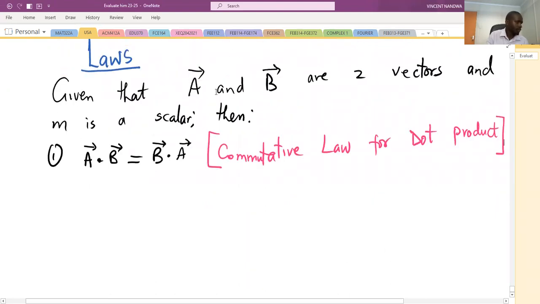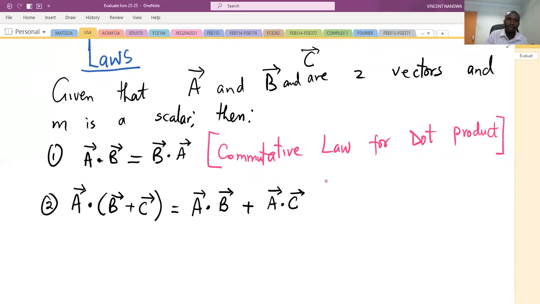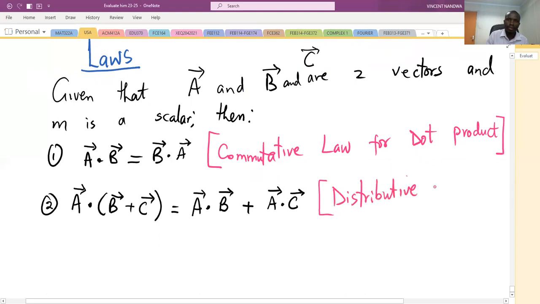Number two, so we have A, B, and C, another vector C. So number two, A dot (B plus C) is the same as A dot B plus A dot C. So this is the distributive property for dot product.